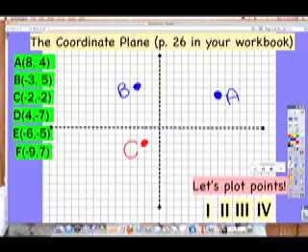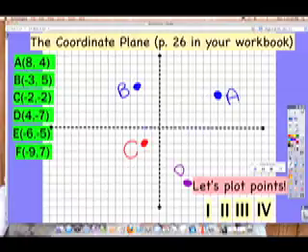Tyler, call on someone for E. Okay, Maddie, go ahead. Start at the origin, okay. Go to the left 6. 1, 2, 3, 4, 5, 6. Got it. And then you go down 5. 1, 2, 3, 4, 5. Got it. Maddie, good job.